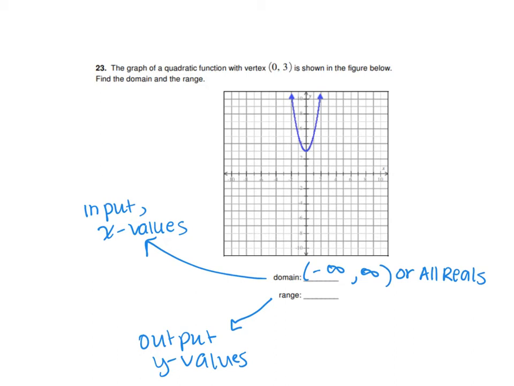Now, if we're looking at our range, I like to look at this from bottom to top and see what points will land on our graph. So if I'm looking at this from the bottom to the top, I know that it starts here at 3 and continues on for infinity. So I will be able to pick any y value from 3 to infinity. So that leaves our range with 3 to infinity, or y is greater than or equal to 3.